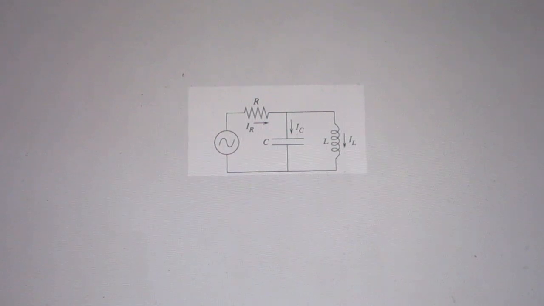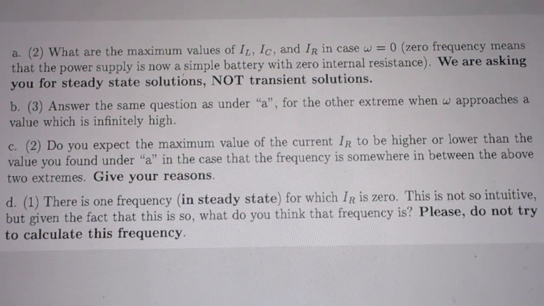And now we are going to look at some extreme values for frequency. The first question is, what are the maximum values for IL, IC, and IR in case that omega is zero? In other words, we have simply a battery with voltage V0. So what is I of L, what is I of C, and what is I of R?